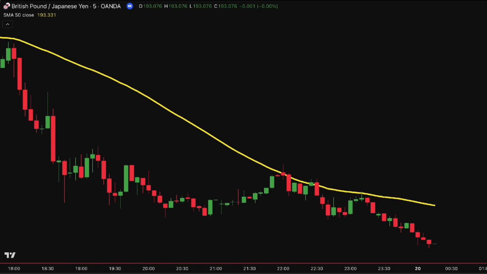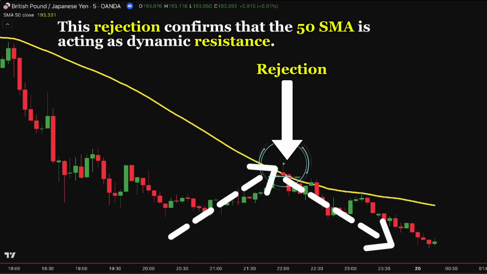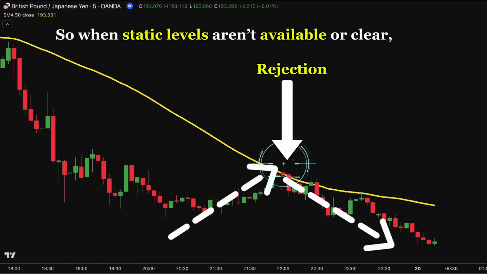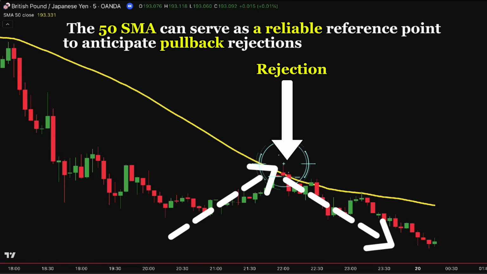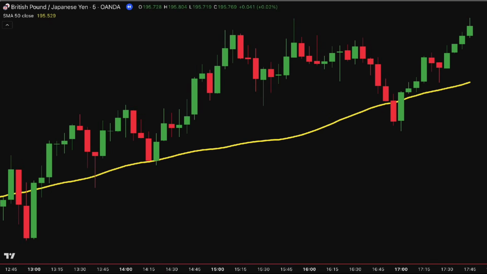As you can see, once the 50 SMA is plotted on the chart, the market pulls back, retests it, and gets rejected. This rejection confirms that the 50 SMA is acting as dynamic resistance. So when static levels aren't available or clear, the 50 SMA can serve as a reliable reference point to anticipate pullback rejections and ride the next wave in the direction of the trend. Let me give you another example.